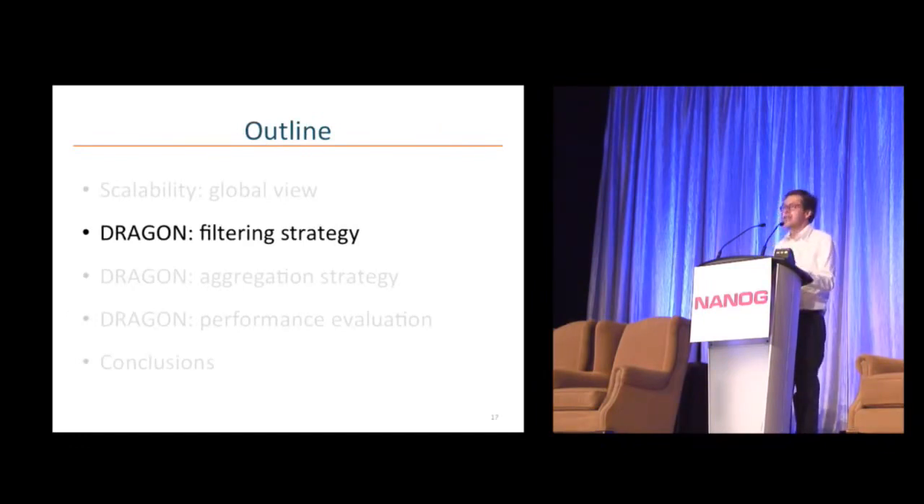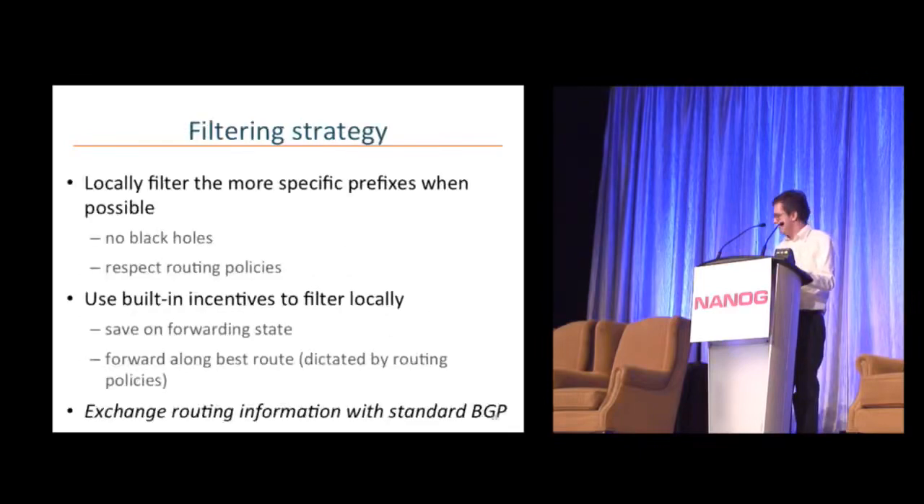Let's go to the filtering strategy of DRAGON. The filtering strategy allows some ASs to filter the more specific prefixes while respecting the routing policies. Filtering a prefix means the prefix is not installed in the forwarding table, and the prefix is not announced to neighbor ASs. With filtering, we have a concern about the creation of black holes, happening when a data packet arrives at a router that does not have a matching prefix for its destination address. The packet will be dropped.